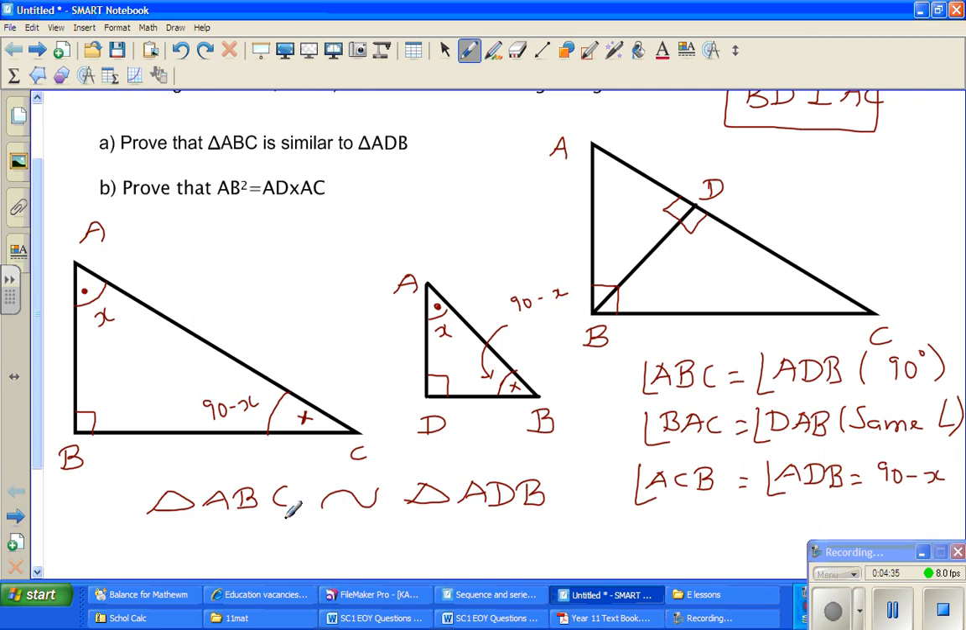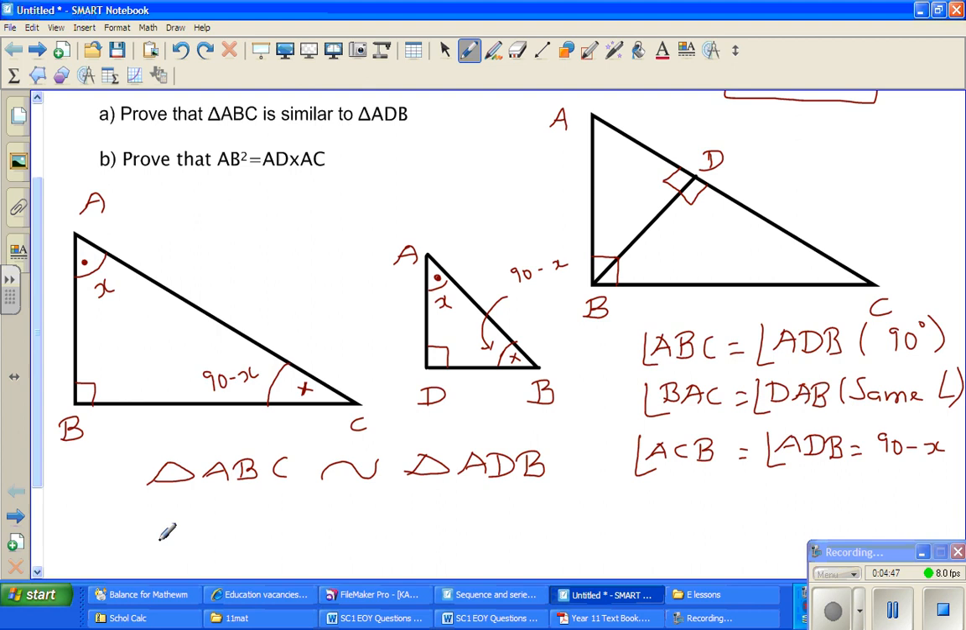Okay, now if two triangles are similar, the sides are proportional. So what do I mean? If two triangles are similar, I can say that the ratio of AB over AD, because AB corresponds to AD, would be equal to BC over DB, BC corresponds to DB or BD. I'm writing in the same order, is equal to AC over AB, because AC would correspond to AB. Okay, so I'll repeat it again. AB over AD is equal to BC over DB is equal to AC over AB.